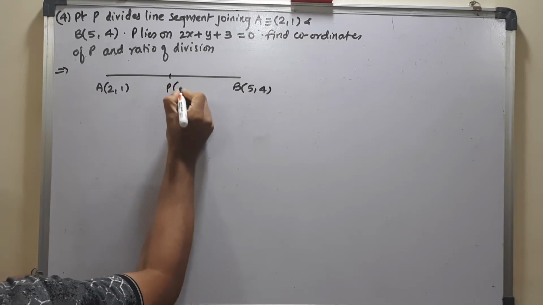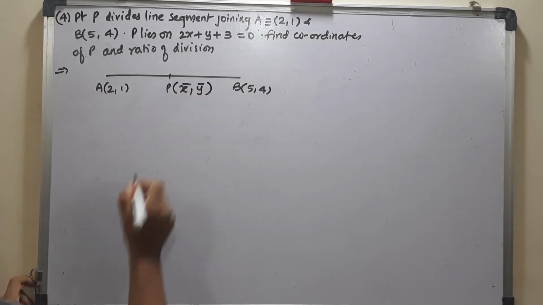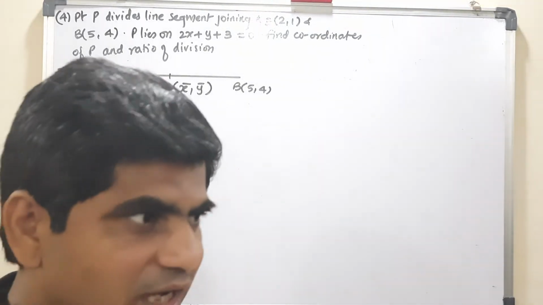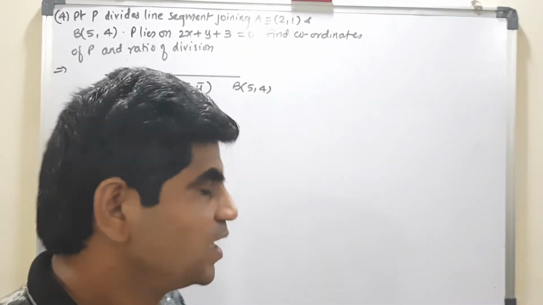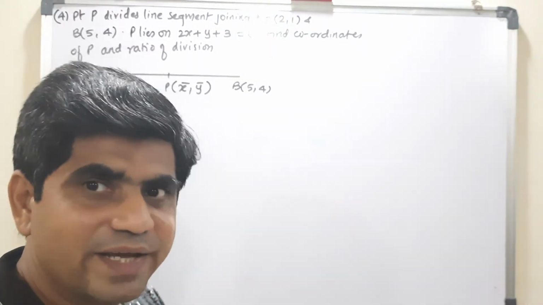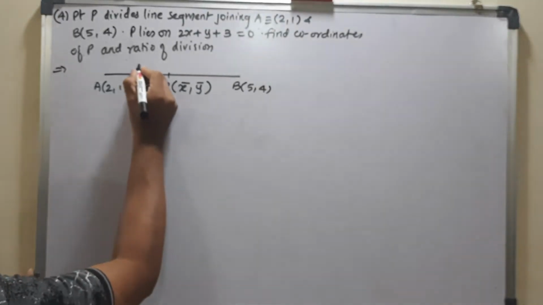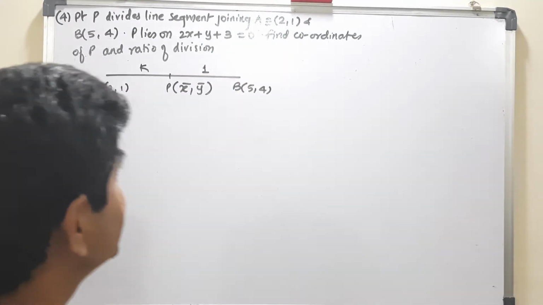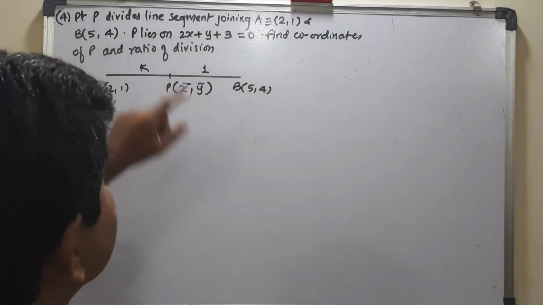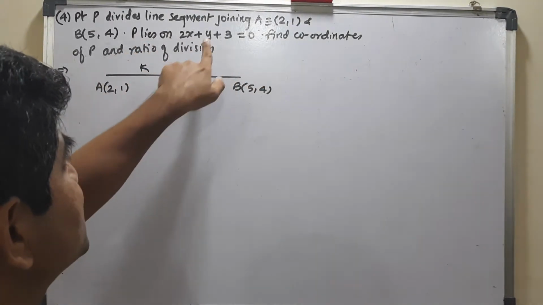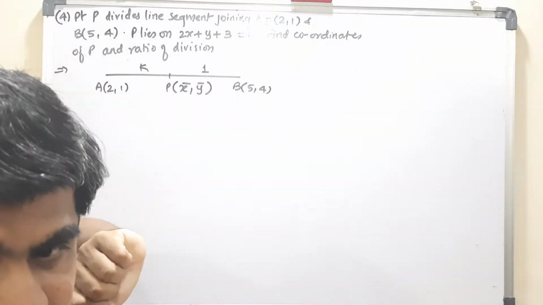And this is your P which I am going to take as x bar and y bar. The ratio of division is not known. So I have showed you already the ratio of division, when it is not known and to be found out, you don't take it as m is to n, you take it as k is to 1. Okay, this is k is to 1. Okay, and one more thing I saw here, that P lies on this. That means coordinates of P will satisfy this particular equation, right?